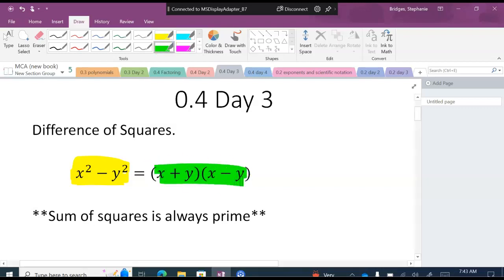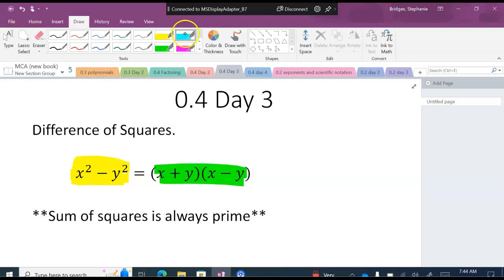which is basically you take the square root of whatever term is listed first, and you put it in front of both of your parentheses. Then you take the square root of whatever term is listed second, and you put it in the back of both parentheses, and you do 1 plus and 1 minus. Order of it doesn't matter as long as you have 1 plus, 1 minus, and the square root of each term.